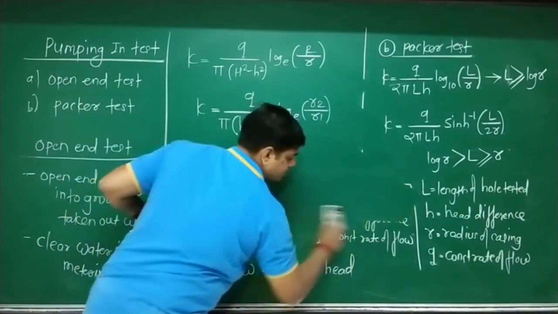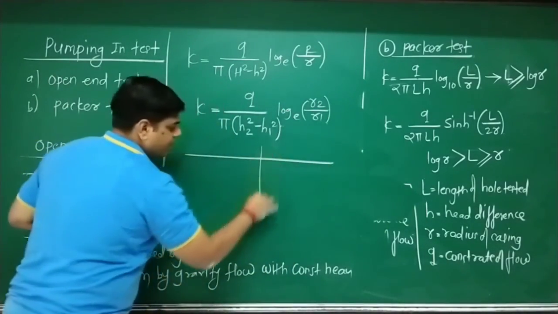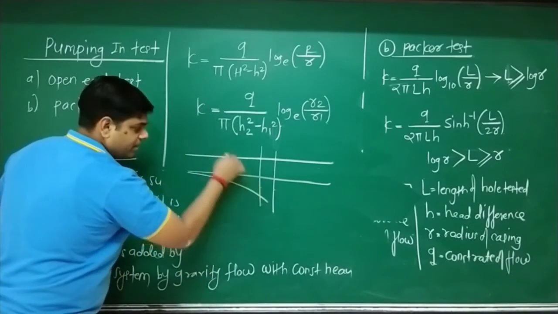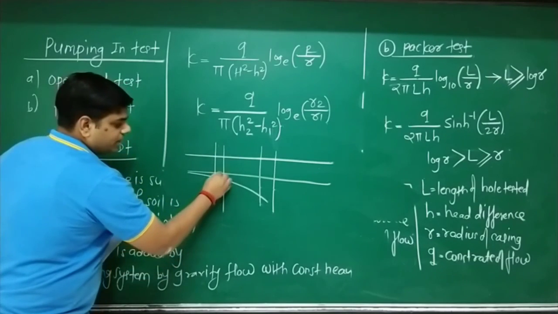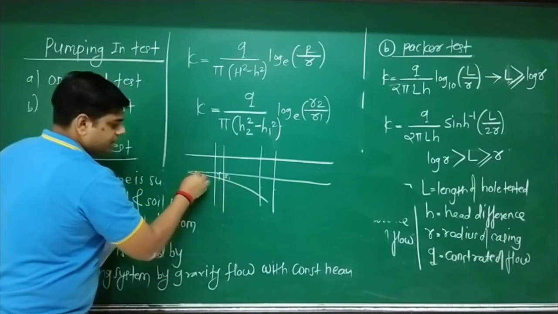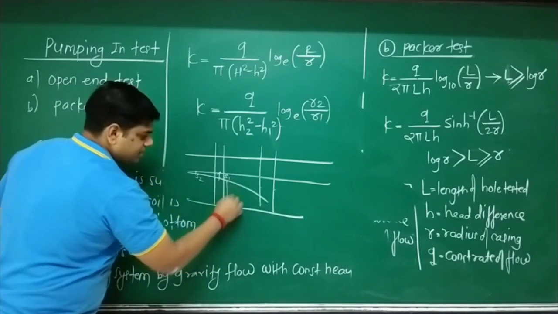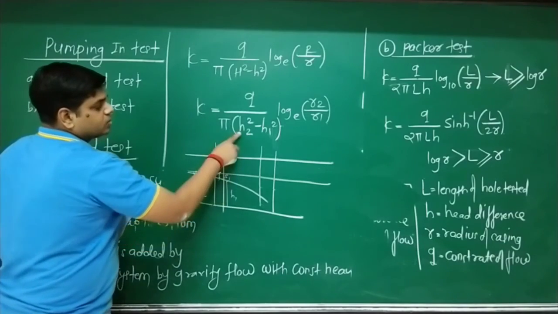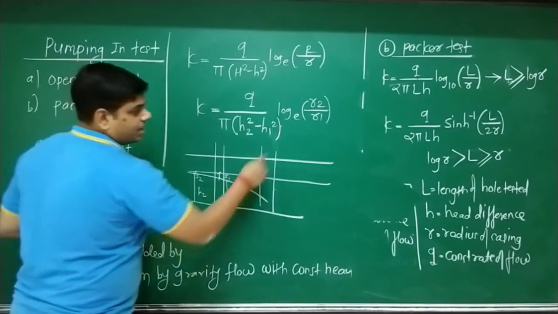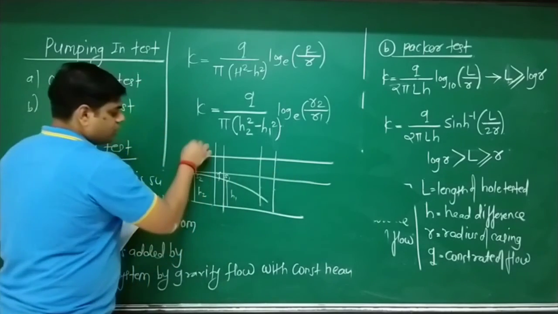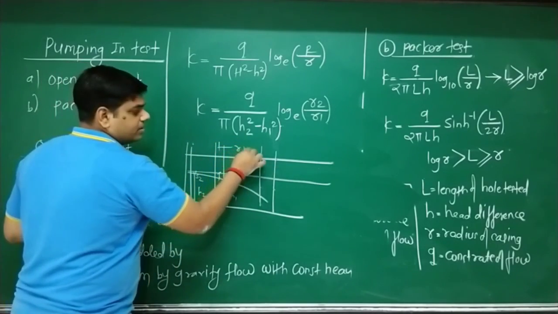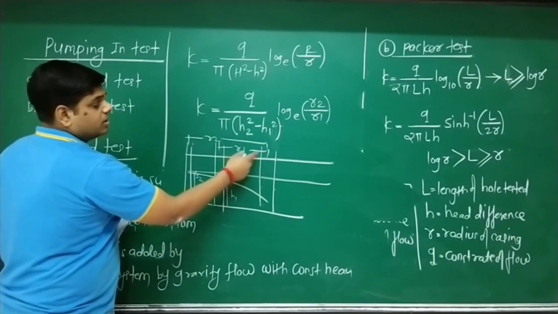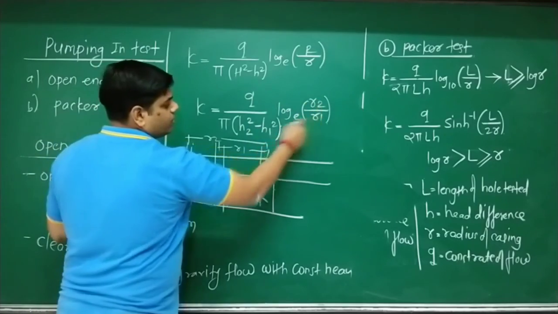Then how is it formed? Look at the board. This is your observation well. This is the drawdown. Here is the main well, observation well. So here is the S1, here is the S2, then this one is H1, this one is H2. So H2 is more than H1. So H2 minus H1, and the distance of first observation well is R1 and second well is R2. So R2 is more, R1 is small. So R2 upon R1, R2 upon R1.